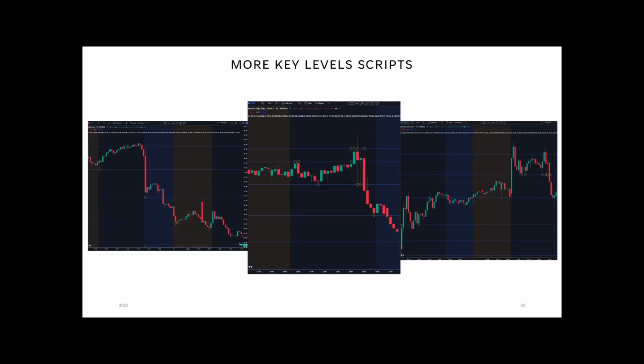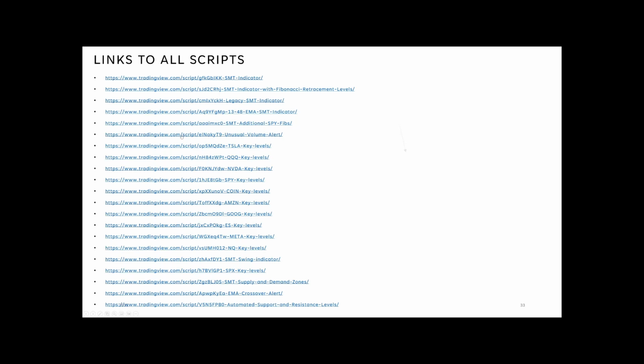But here's some more examples of just using key levels. So on the left hand side here is Tesla key levels. The opening support here was a key level for the high of day, and then on this huge dump we bounced off this key level, again bounced off this key level. This is QQQ, and then on the right hand side here this is Amazon.